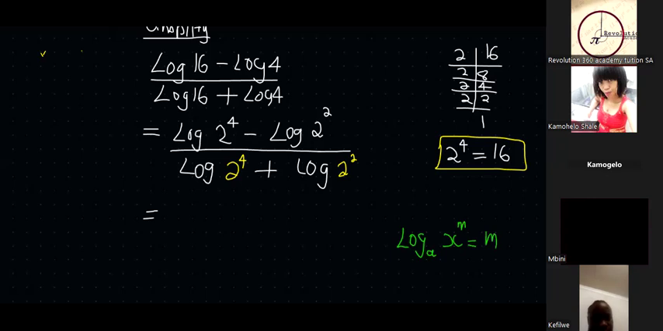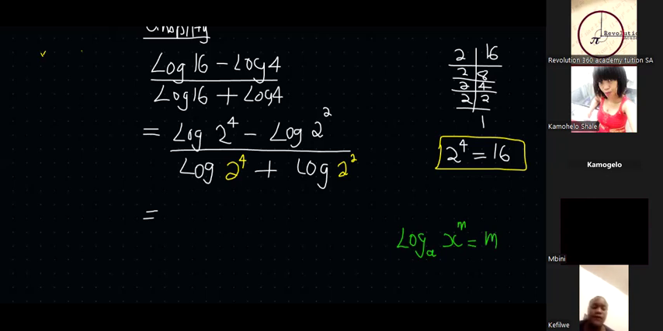Four log 2. Then plus, you do the same: you take this 2, you bring it in front. That will be what? 2 log 2. So this basically means you'll have 4 log 2 minus 2 log 2 over 4 log 2 plus 2 log 2. Do you see?